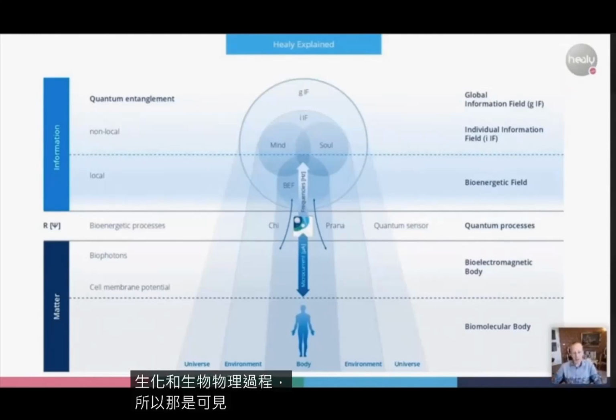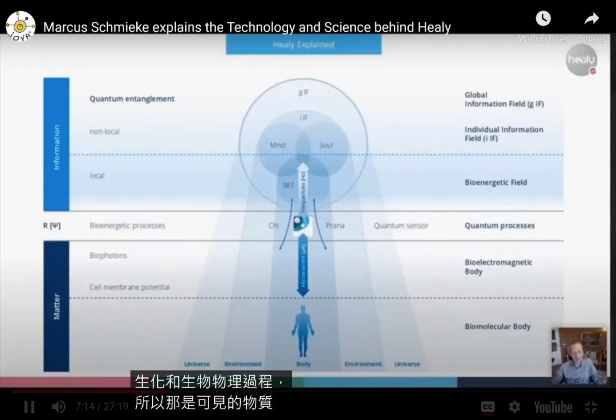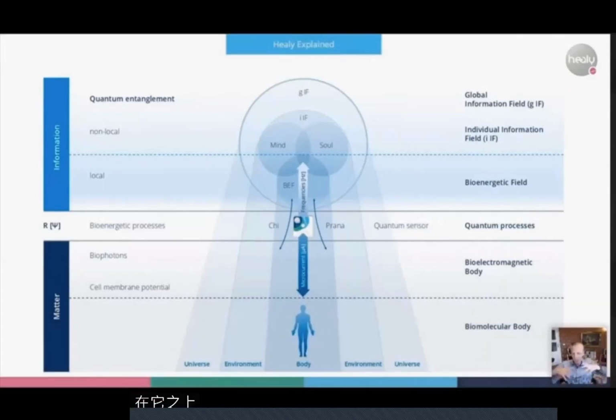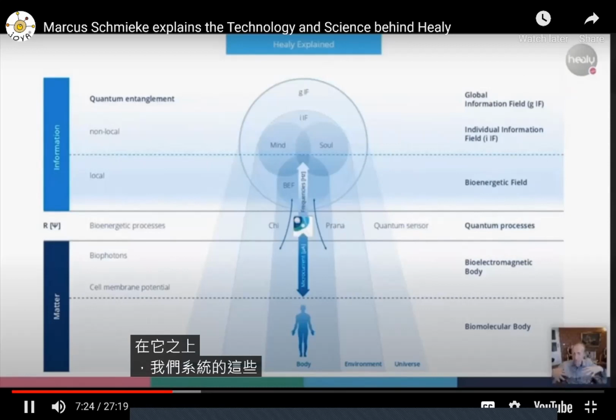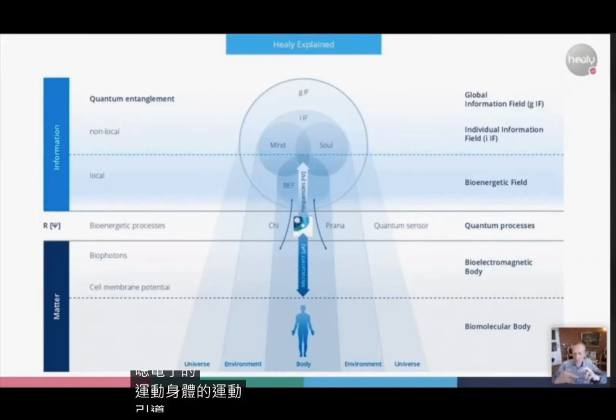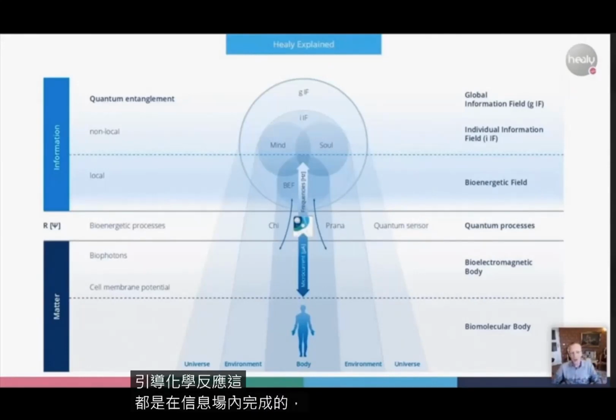So that's the visible material world. But on top of it, the material substances of our systems are permeated by information fields which, through quantum processes, guide the movements of the electrons, the movements of the body, guide the chemical reactions. This is all done within the information field, whose very nature is quantum entanglement.